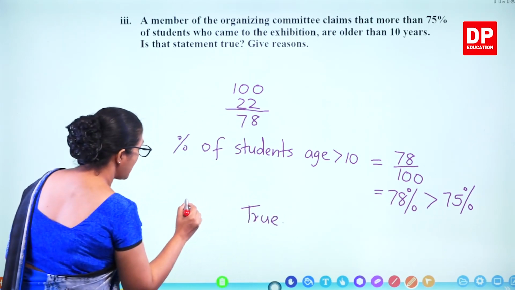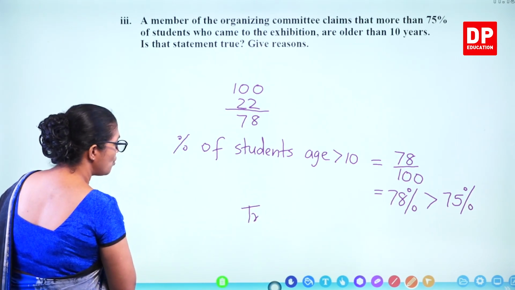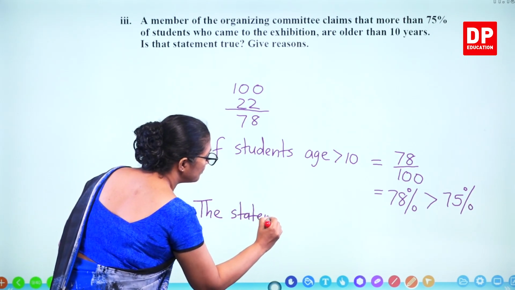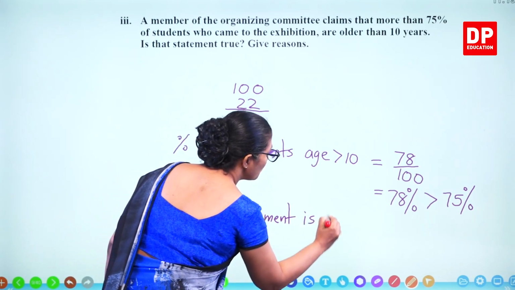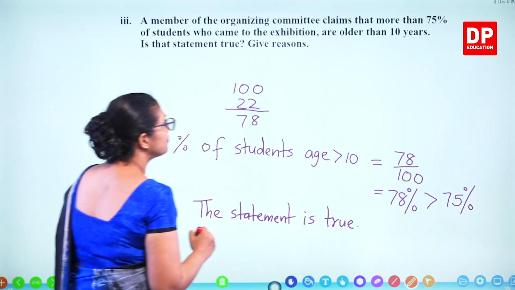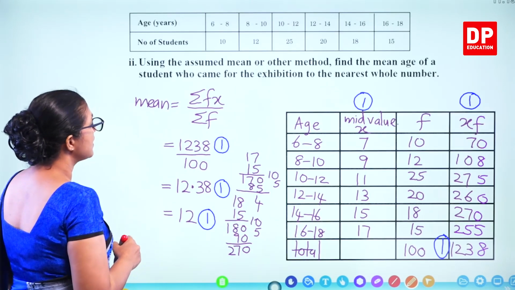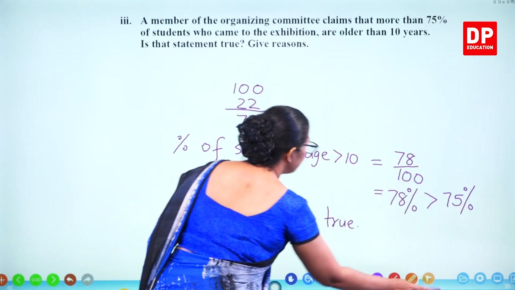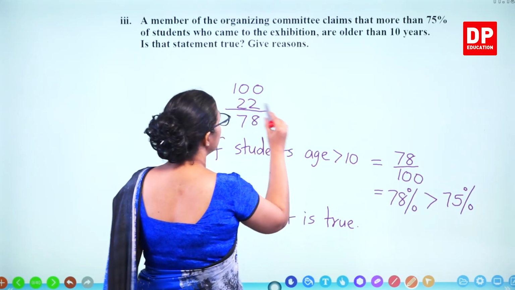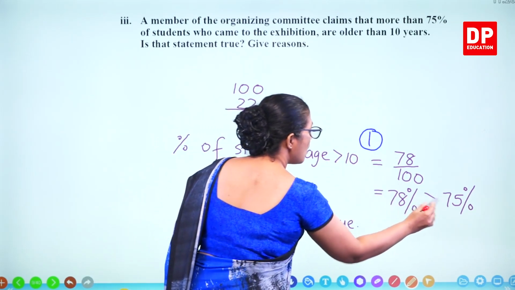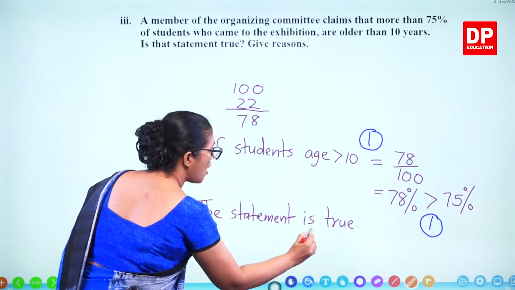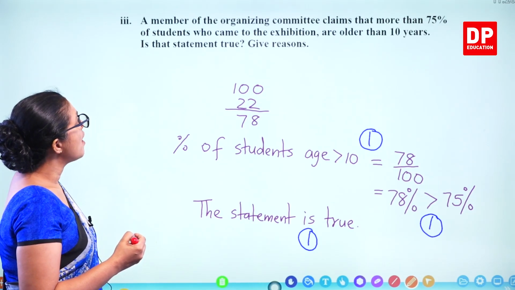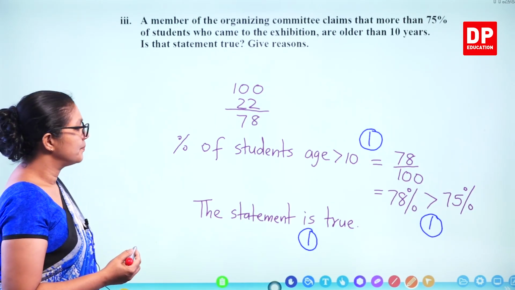So I can write the statement is true. Without writing just true, I'll write the statement is true. Now we need to give marks for that. So 6 plus 1, 7. So 3 marks for this question. 1 mark for the reason and 1 mark for the answer, showing that it's true. So 3 marks altogether, 10 marks for this question.